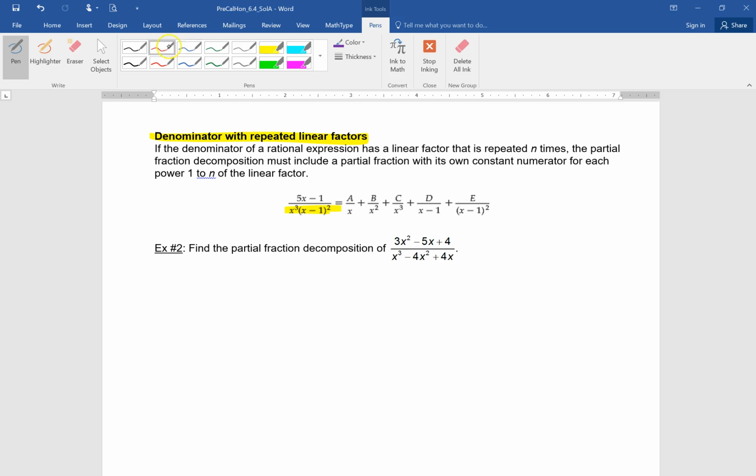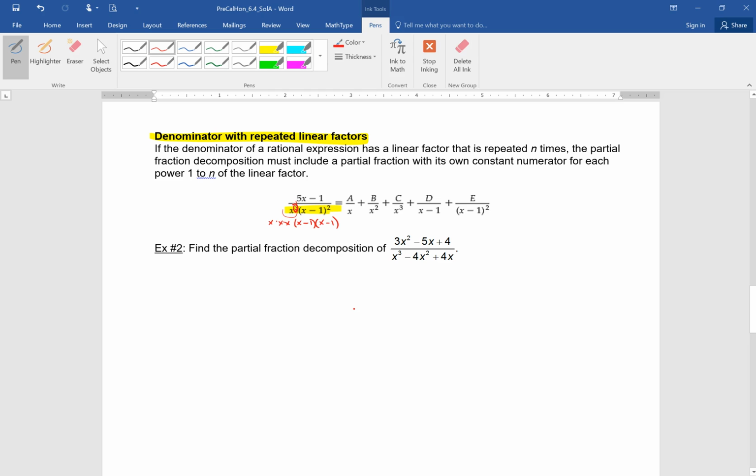So what's x cubed really? It's just x times x times x. And what's x minus 1 squared? It's x minus 1 times x minus 1. So technically, you have 1, 2, 3, 4, 5 elements which make this up. So you're going to end with 5 fractions, okay? And the way it works here is whatever that exponent is, 3, right?